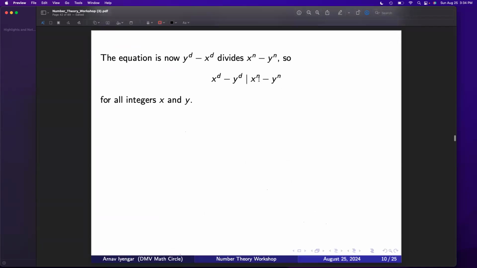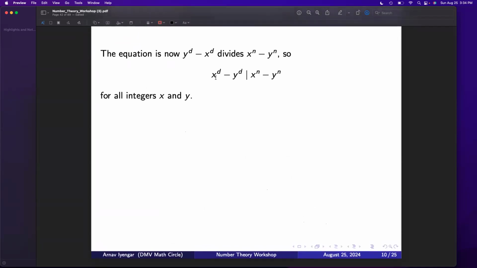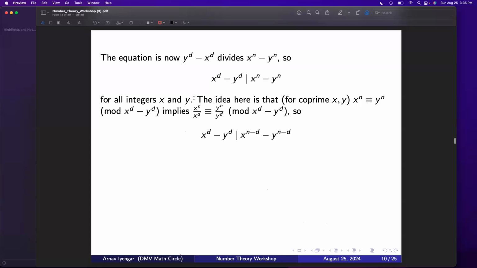So this is what the equation becomes. So for which d and n is this true? Yeah, so it's for divisors of n. You can actually nicely prove this. If you have x to the n is equal to y to the n mod x to the d minus y to the d, you also have that the numbers x to the d and y to the d have to be the same mod x to the d minus y to the d. And now since x and y are coprime, you can divide both sides. So now you get that x to the d minus y to the d divides x to the n minus d minus y to the n minus d.